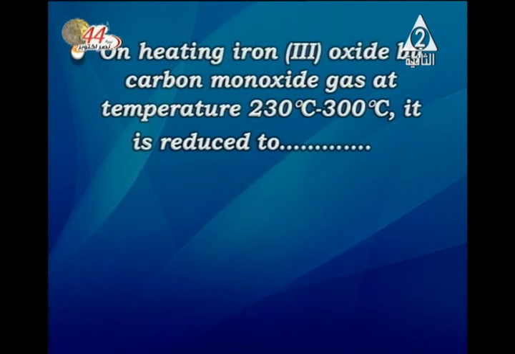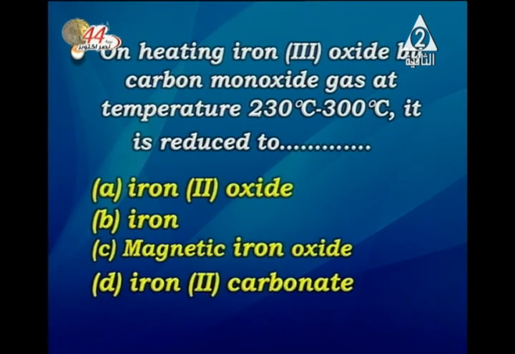Next point, on heating iron 3 oxide by carbon monoxide gas at temperature 230 degrees Celsius till 300 degrees Celsius, it is reduced to what? Iron 2 oxide, iron, magnetic iron oxide, or iron 2 carbonate? Yes, if you think about it, my dear student, the answer will be magnetic iron oxide.